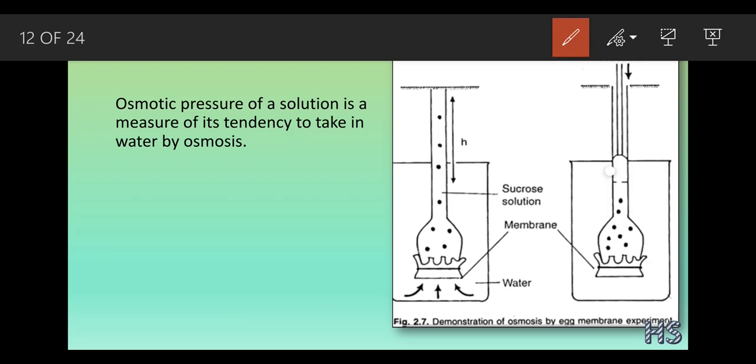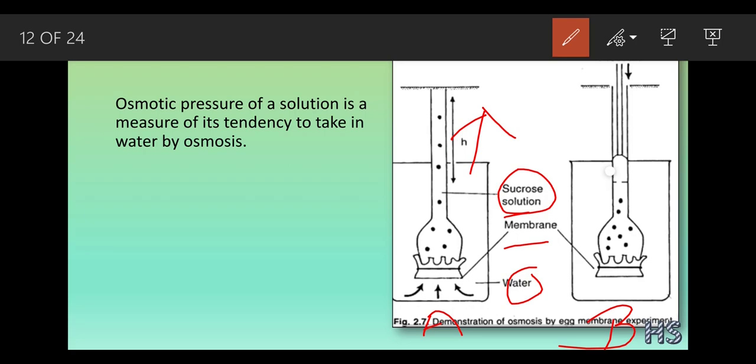Let's understand with the help of this diagram. What does this diagram show? This is A and this is B. This is a beaker. Inside this beaker it is filled with water, and inside this thistle funnel it is filled with the sucrose solution, and this is a membrane which we have covered in the previous lectures. So what is happening? These water molecules are moving inside this thistle funnel, and because of this the solution level inside the thistle funnel is raised.